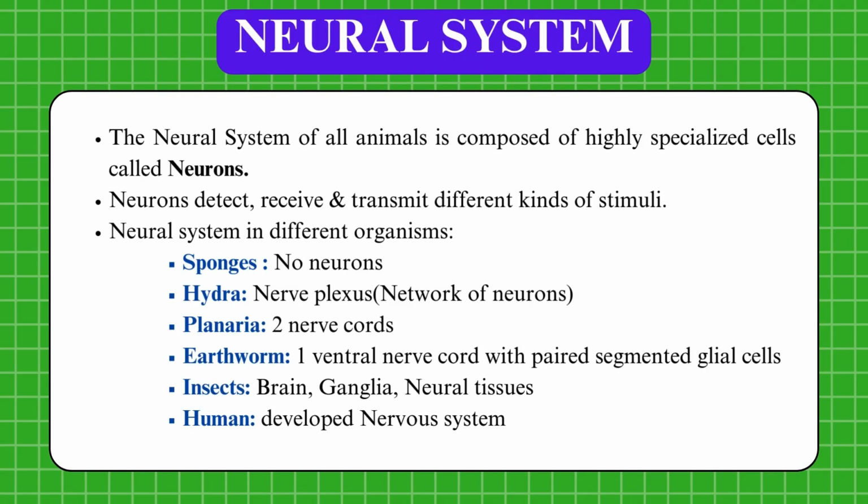Neural system. The neural system of all animals is composed of highly specialized cells called neurons. Neurons detect, receive and transmit different kinds of stimuli. Neural system in different organisms: sponges, no neurons; hydra, nerve plexus, network of neurons; planaria, 2 nerve cords; earthworm, 1 ventral nerve cord with paired segmented ganglia; insects, brain, ganglia, neural tissues; human, developed nervous system.